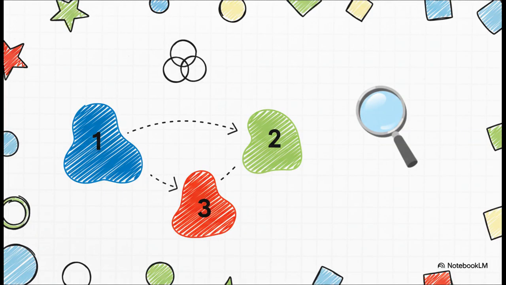So first up, we've got the nominal scale. The word nominal actually comes from the word for name. And that's exactly what this is, the most basic level where numbers are just used as labels. So if we say blue equals 1 and green equals 2, well, those numbers don't have any real mathematical value. We're just using them as shorthand to categorize things.